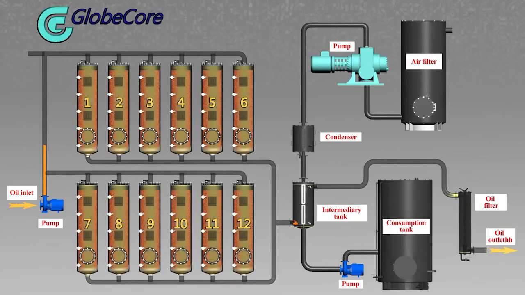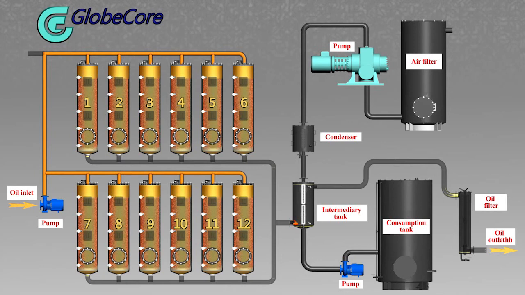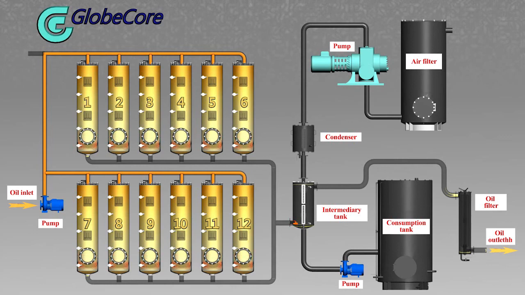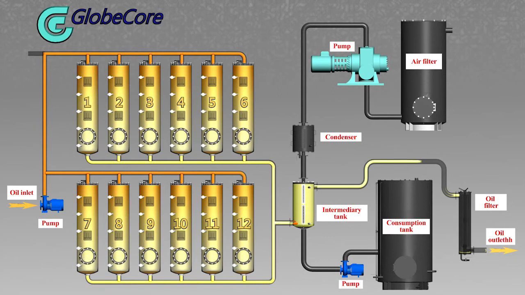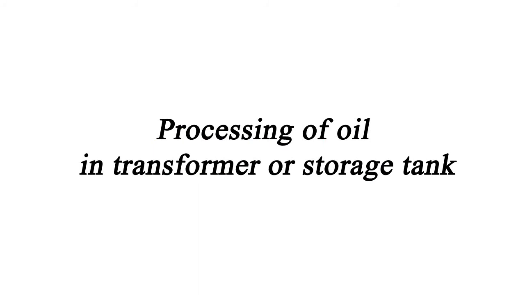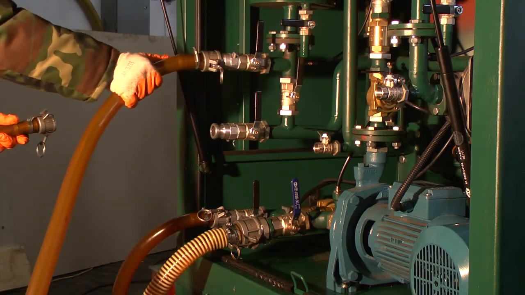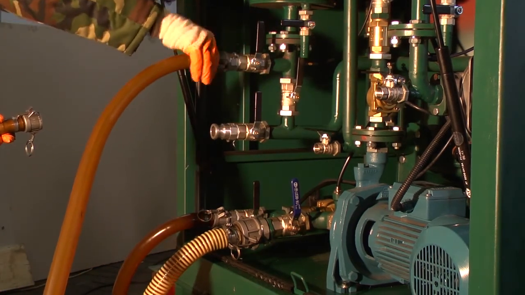When regeneration is started, the input pump directs oil to the sorbent columns. Molecular oil filtration takes place in the columns. At this time, the oil color is improved. After regeneration, the oil flows to the intermediary tank and then to final polishing. For oil treatment in a transformer or a storage tank, the degasser is connected to the above and the regeneration unit is connected to the degasser.